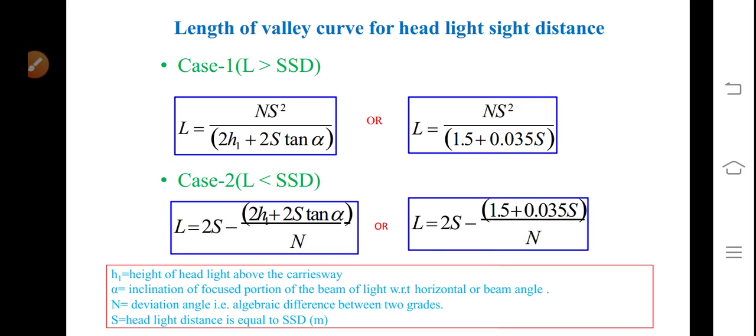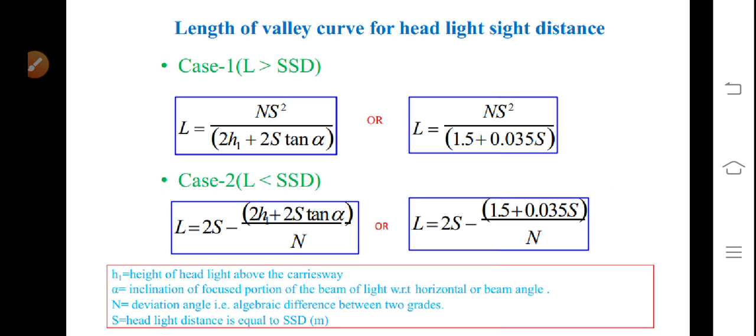Again, within this, there are two cases: L is greater than SSD, and L is less than SSD. There is no question of OSD arising here. When L is greater than SSD, the length of the valley curve is given by the equation N s squared divided by 2h1 plus 2s tan alpha, where alpha is the angle of beam of light.